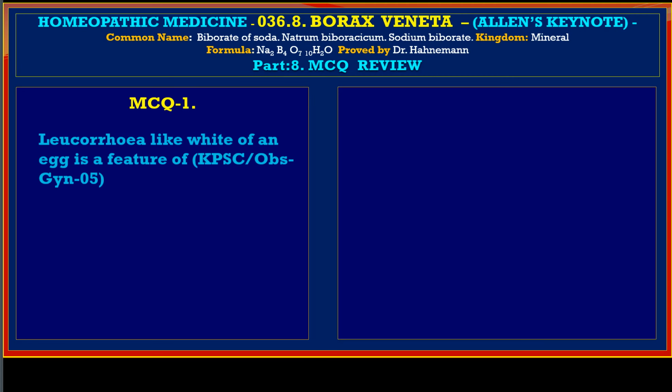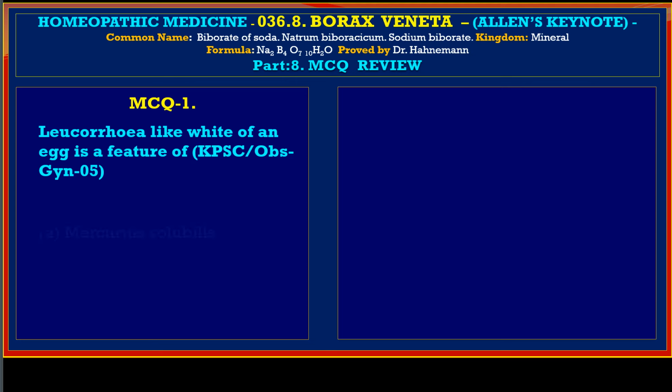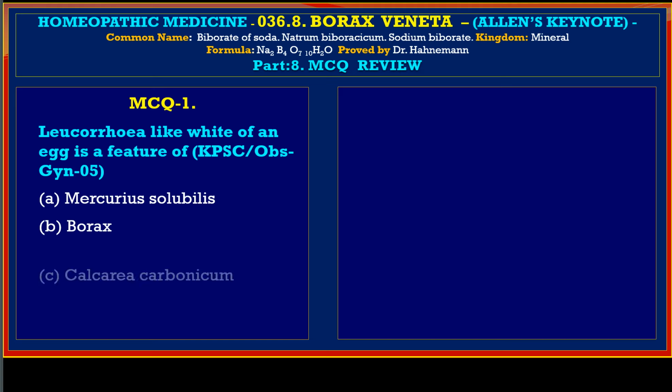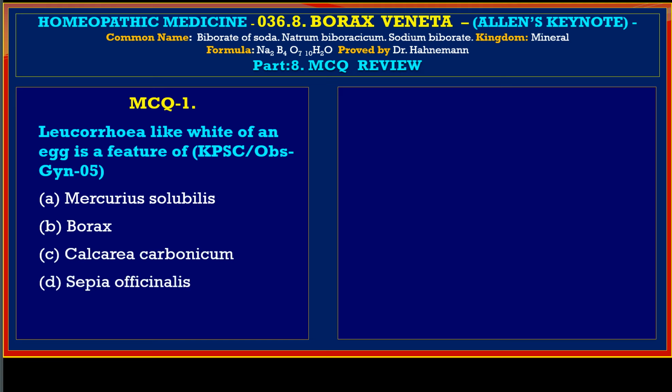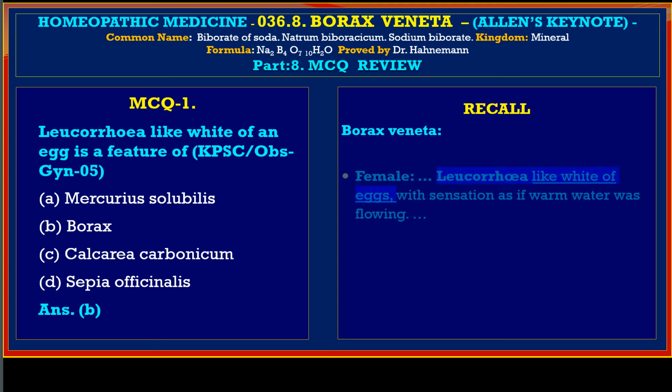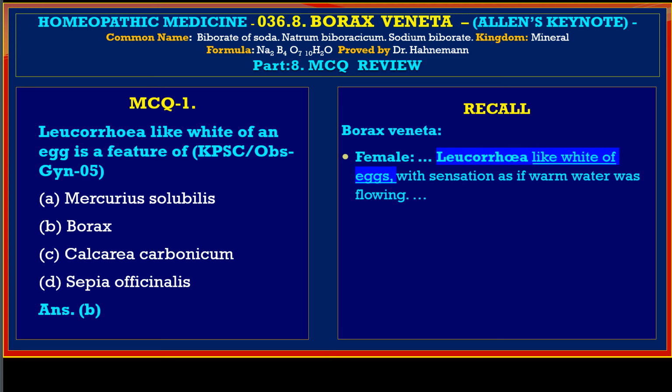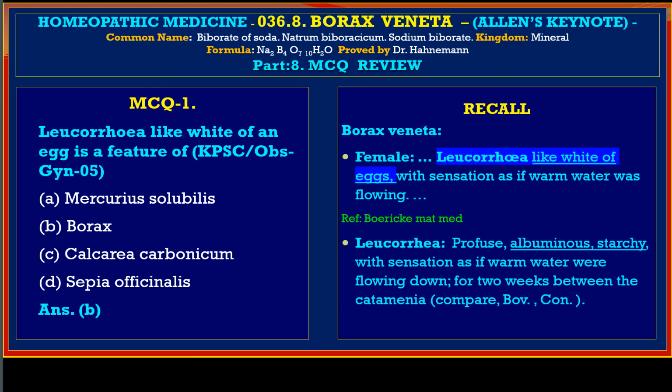We have here the first MCQ. Leucorrhea like white of an egg is a feature of, and we have the following four variables. A is Mercurius solubilis, B is Borax, C is Calcarea carbonica, and D stands for Sepia officinalis. The answer is B. Let us confirm this choice. We go to Borax Veneta and we find in the female section, leucorrhea like white of an egg. Exact words are matching here, and this is coming from Boericke's Materia Medica. In Allen's Keynote we find leucorrhea profuse, albuminous, starchy. However, the exact words are given in Boericke's Materia Medica, so the right choice is B, Borax.